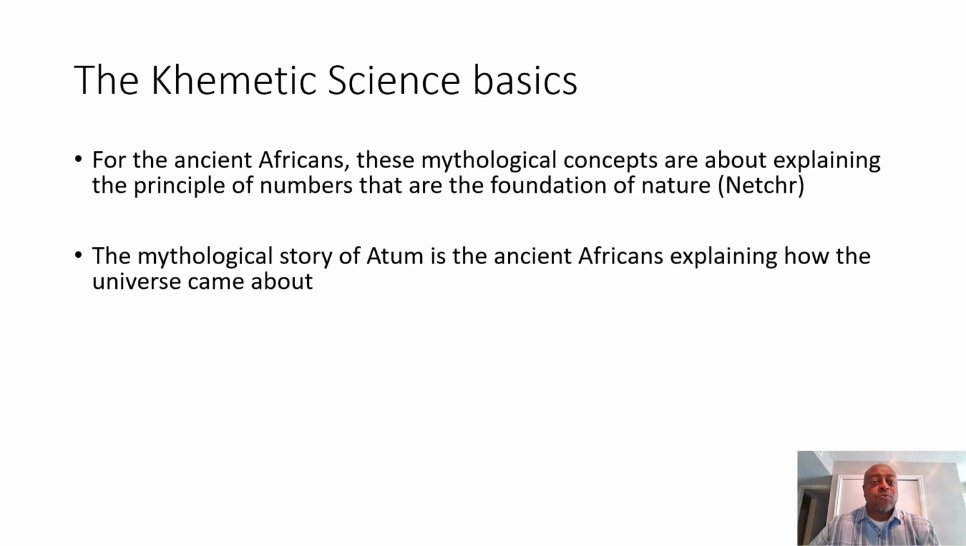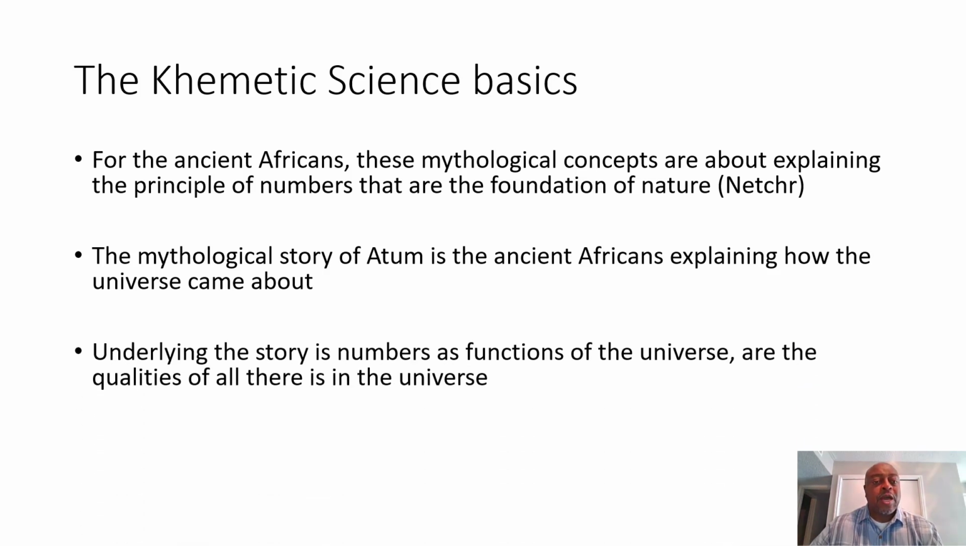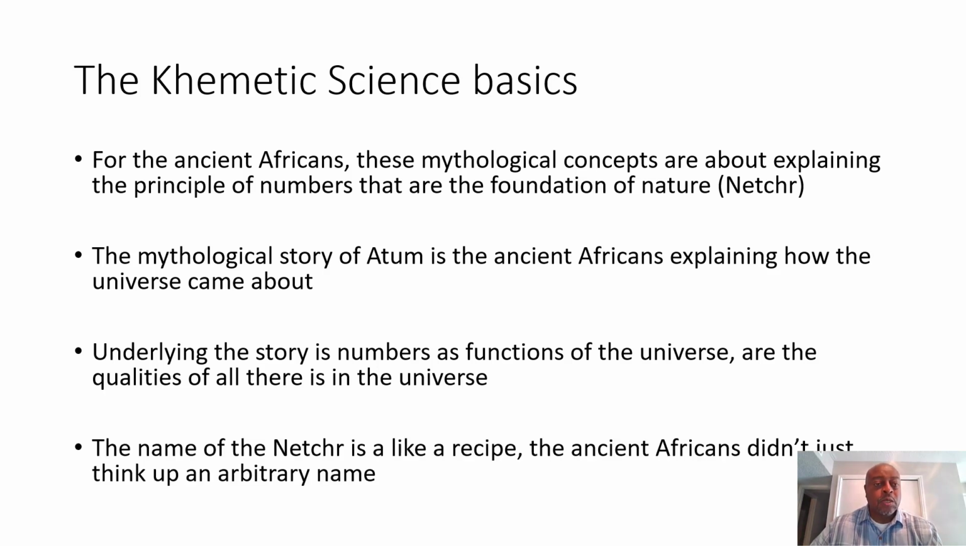The mythological story of Atum is the ancient Africans explaining how the universe came about. A lot of people get lost in the story, not understanding that the numbers is really what's being explained in the myth. Underlying the story is numbers as functions of the universe, are the qualities of all there is in the universe. The name of the Netcher is like a recipe. The ancient Africans didn't just think up an arbitrary name.